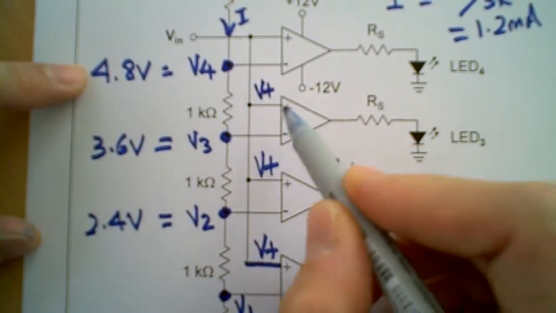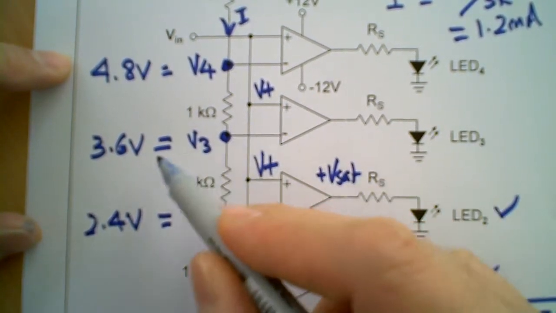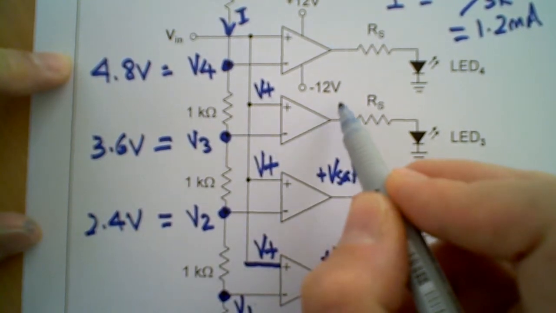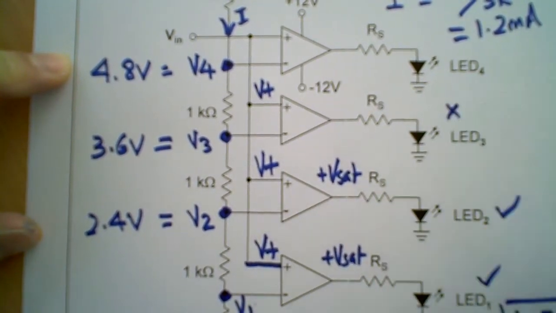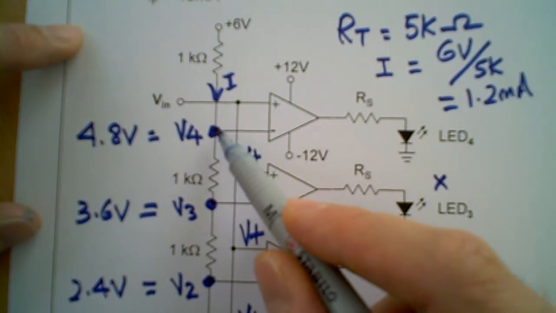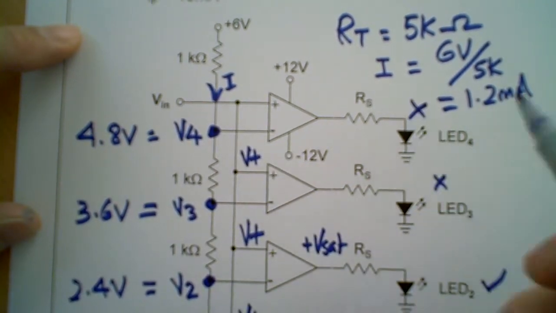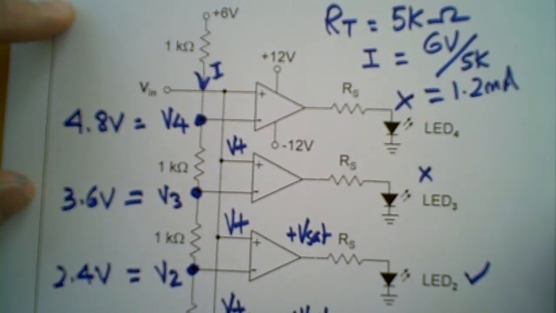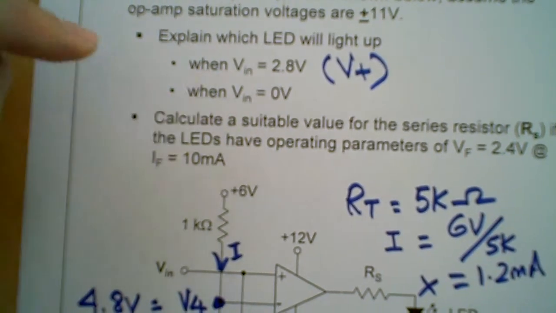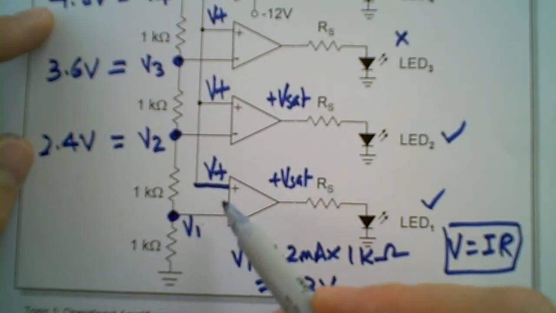Now when it comes to this point, V plus is 2.8 and V3 is 3.6 volts. This is smaller than the voltage here, and therefore this cannot turn on. The same goes for this: your Vin is 2.8 volts, and this negative terminal V4 is 4.8 volts, so this cannot turn on as well. Now what happens in the question when Vin equals 0? When Vin equals 0, none of these will be able to turn on.